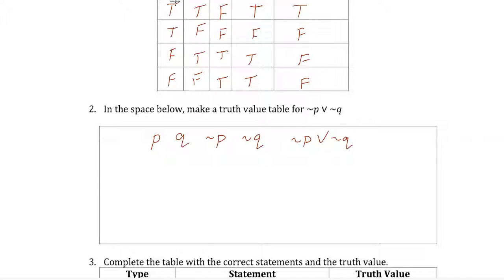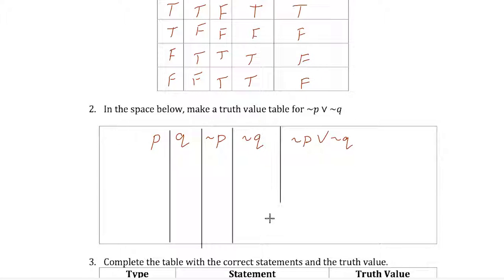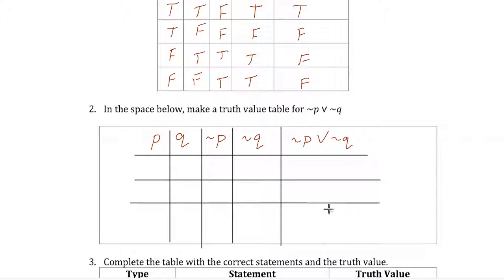When you make your truth value table, you should have the last column as what's given. So here it's given not P or not Q. So that's what we're going to make our last column. So let's make a nice little table here. Doesn't need to be perfect, but we do want to have enough rows for our different combinations. So again, P and Q, we should have all the combinations. So true, true, false, false, true, false, true, false.